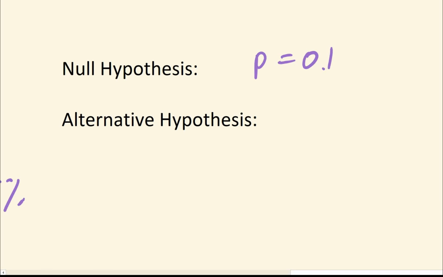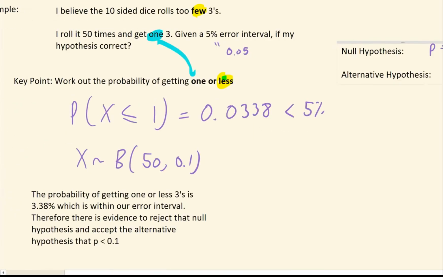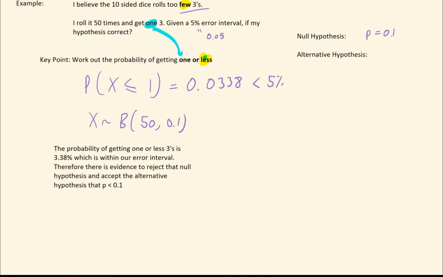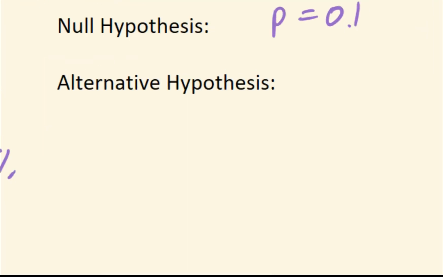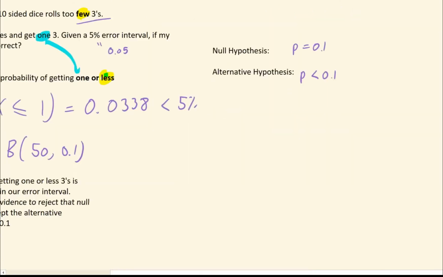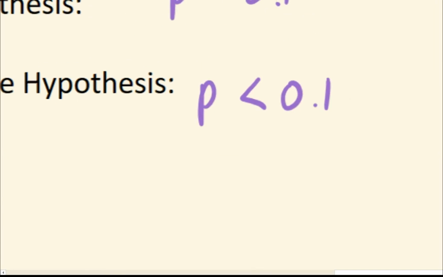The alternative hypothesis is what's been suggested in the question. We're suggesting we're getting too few threes. So for the alternative, this probability is actually less than 0.1. And from the previous question, we had too many threes, so this would change to a greater than sign.